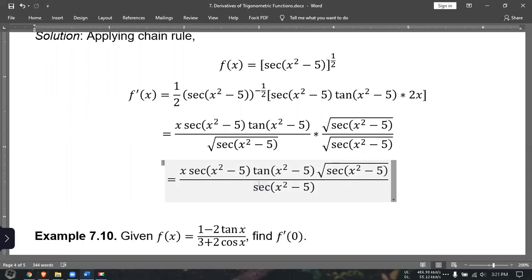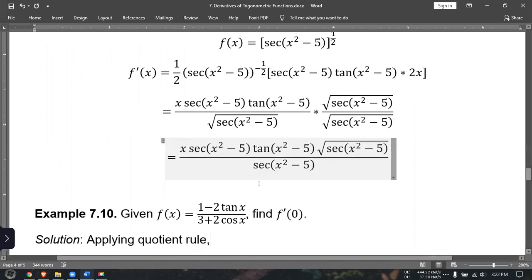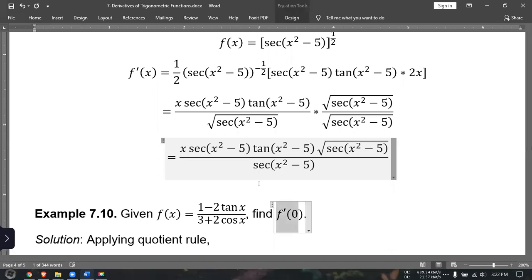Given f of x is equal to 1 minus 2 tangent x over 3 plus 2 cosine x, find f prime of 0. Since our given is a rational function, we are to apply the quotient rule. And after applying the rules of differentiation, that derivative will be evaluated when x is equal to 0.